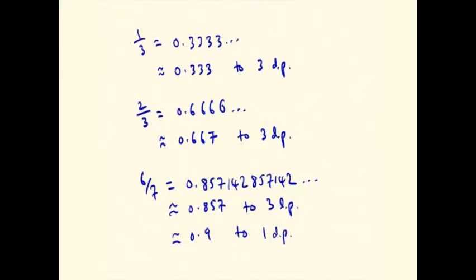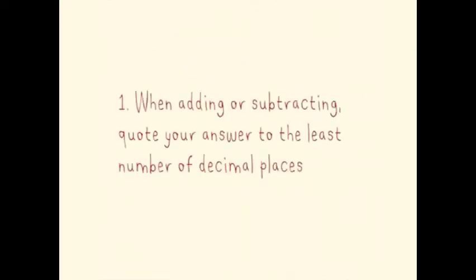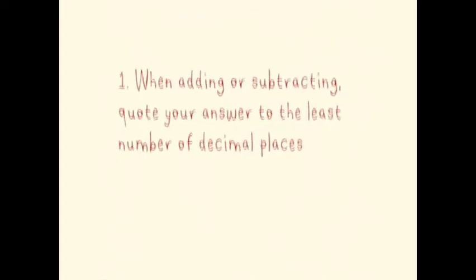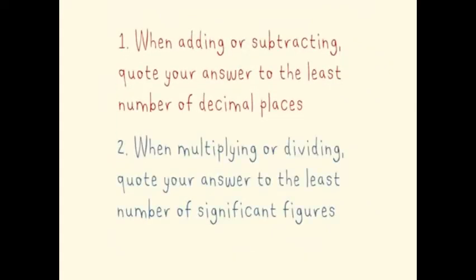Okay. Now the real number line is equipped with an arithmetic. You can do addition, subtraction, multiplication and division. And there are various rules for handling approximations when you apply these arithmetic operations. Okay, the first rule, when adding or subtracting, quote your answer to the least number of decimal places that is used. The second rule, when multiplying or dividing, quote your answer to the least number of significant figures that are used. I'll explain what significant figures are in a moment, but let's just illustrate the first rule.